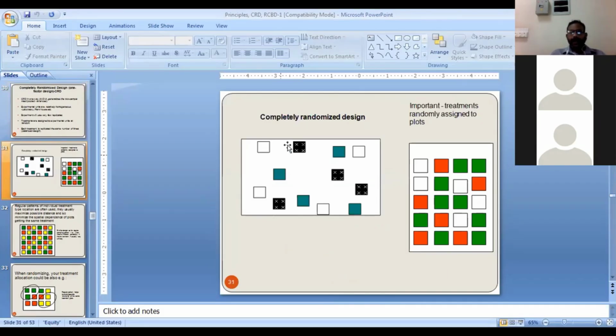Right, so this is how treatments are randomly allocated. All the treatments are randomly allocated to different experimental units. Look at this nicely. We said this is a balanced design because all the treatments are appearing 4 times, right? So this is not a balanced design, because the number of replicates for each treatment differs.